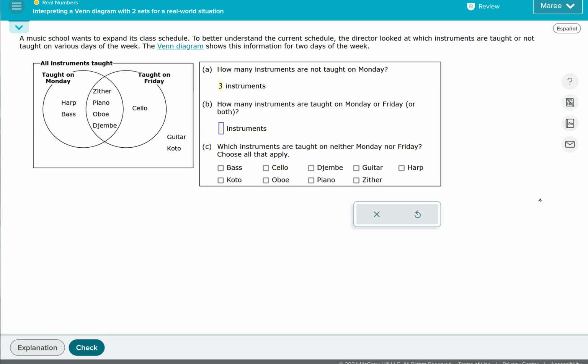How many instruments are taught on Monday or Friday or both? When it has or, then you can have everything that's in the 2 circles together. So we count those up. 1, 2, 3, 4, 5, 6, 7. So this will be 7. There we go.